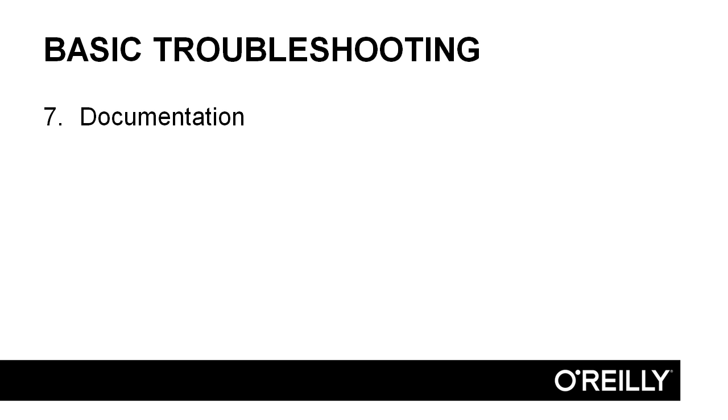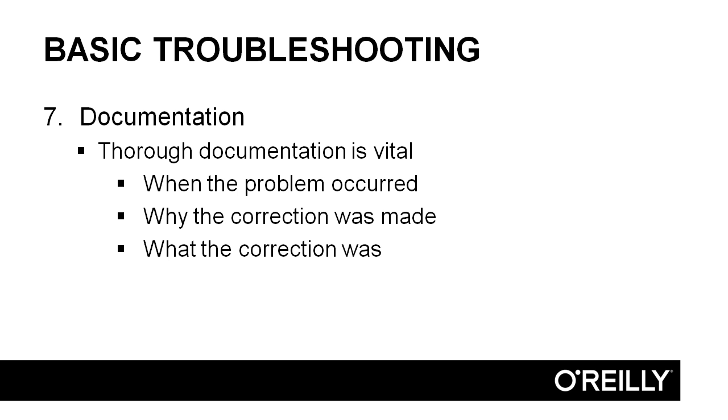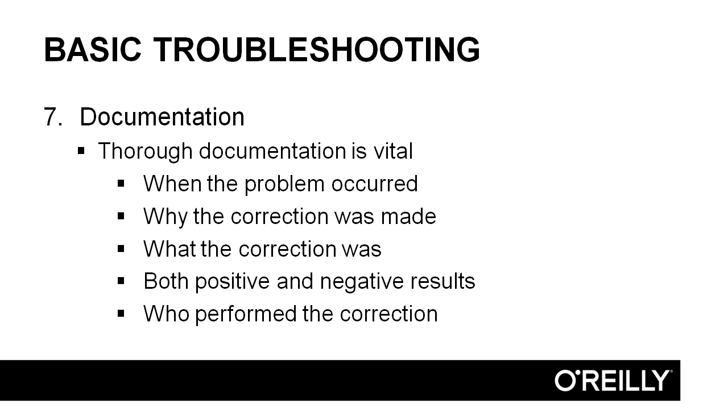The very last thing, and you always want to do this, is prepare documentation. Thorough documentation is vital. We need to know in the documentation when the problem occurred, why the correction was made, what the correction was, everything. And why do we want to keep this stuff? And we also want to know positive and negative results. I tried to reboot the system and it didn't work. I tried to stop and restart a service. It didn't work. We want positive and negative results. We also want to know who performed the correction.